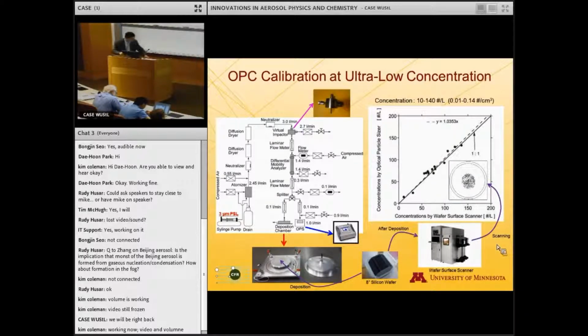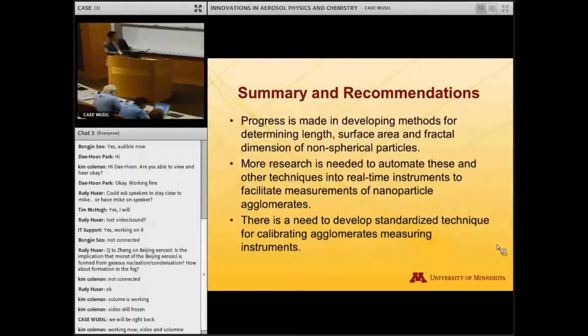So, in conclusion, I'd like to say that progress is being made in developing methods for determining length, spherical equivalent, surface area, and fractal dimension of non-spherical particles. More research is needed to automate these techniques, or other new techniques, into real-time instruments to facilitate the measurement. And there's also a need to develop a standardized technique for calibrating aerosol measuring instruments.